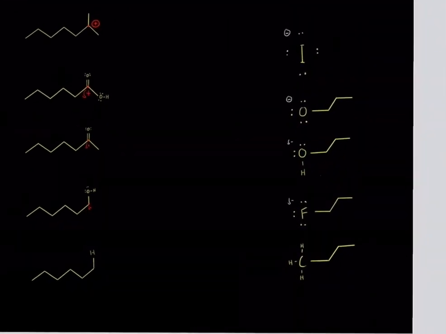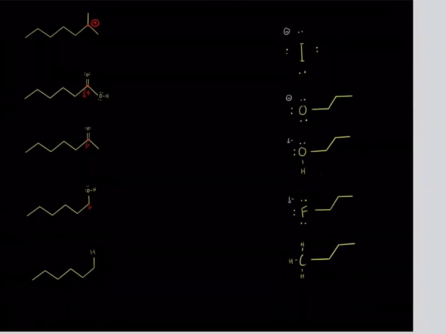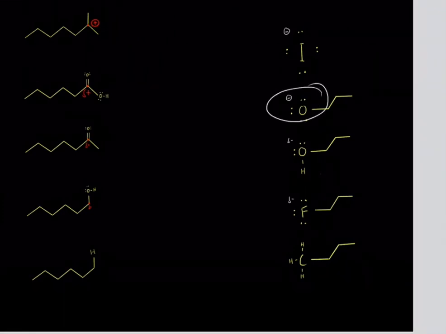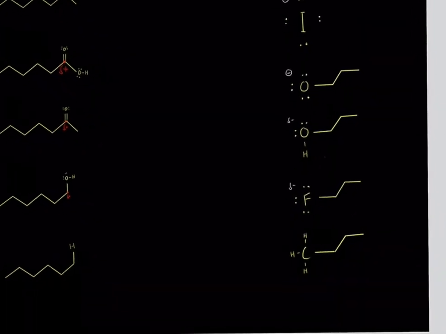And what about nucleophiles? Well, this oxygen has a formal charge of negative 1, while this oxygen has a partial negative charge. So this has a stronger negative charge density, so this is a stronger nucleophile. Then this one's a little weaker. And what about comparing this oxygen to this fluorine?